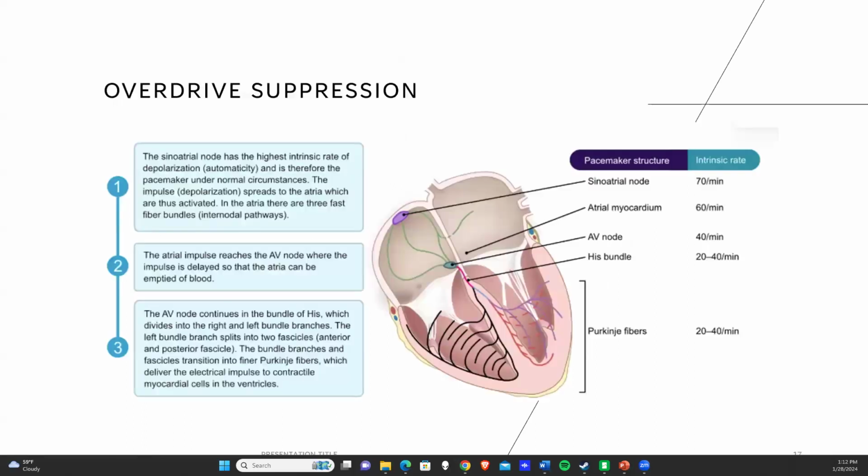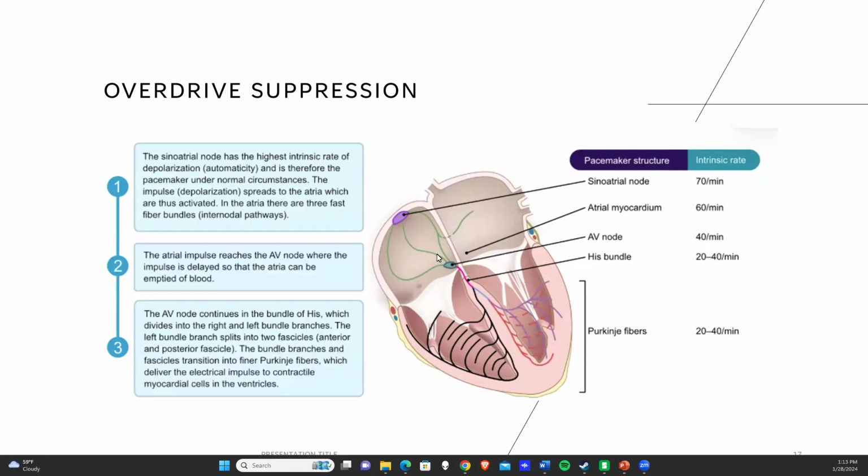So overdrive suppression. So what is overdrive suppression? Overdrive suppression is the phenomenon that allows the stronger intrinsic beat to be in the lead and create the overall pulse of the heart. The strongest electrical structure in the heart is the SA node. And we're kind of seeing it up here. And that beats between 60 to 100 beats per minute.